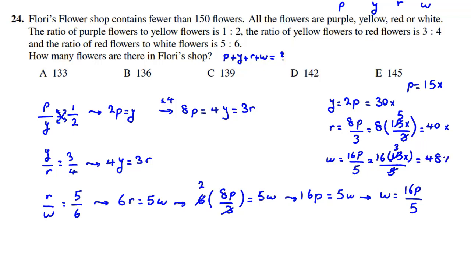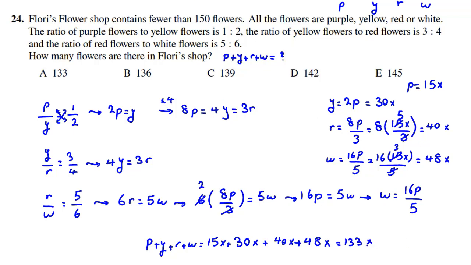It will be 48x. Now, in next step, we want what? We want p plus y plus r plus w. P is 15x, y is 30x, r is 40x, w is 48x, and if you add 15 plus 30, 45. 45 plus 40, 85, 125, 133x.